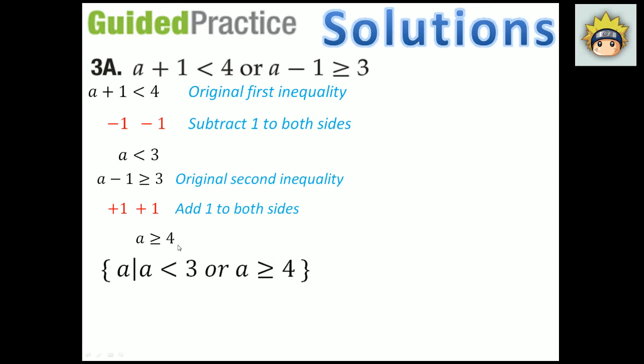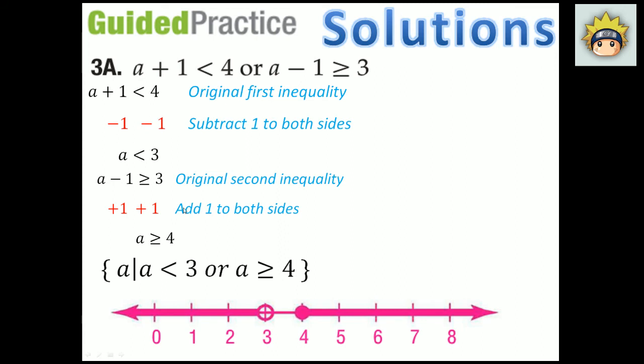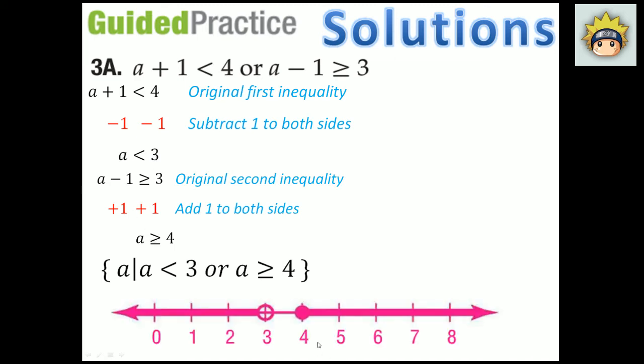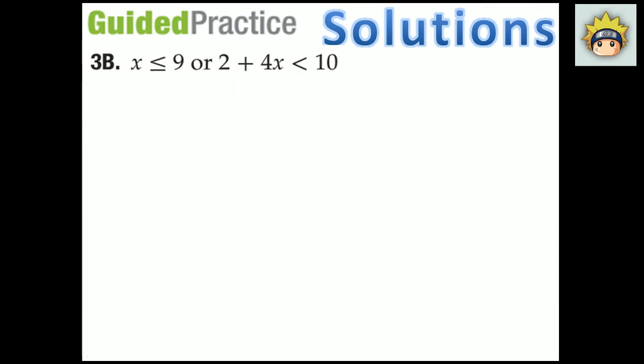So your solution set is the union of these two sets. You would say a is less than 3, or a is greater than or equal to 4. If you graph that, notice that a is less than 3 is open at 3 and goes all the way to the left, because those are the values where a is less than 3. Also, a is greater than or equal to 4 is closed at 4 and goes all the way to the right. That would be the union.